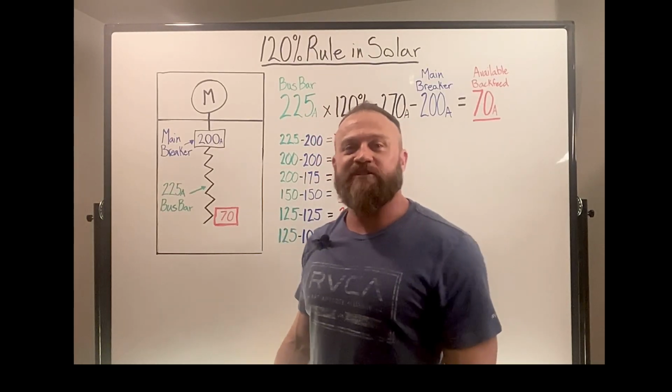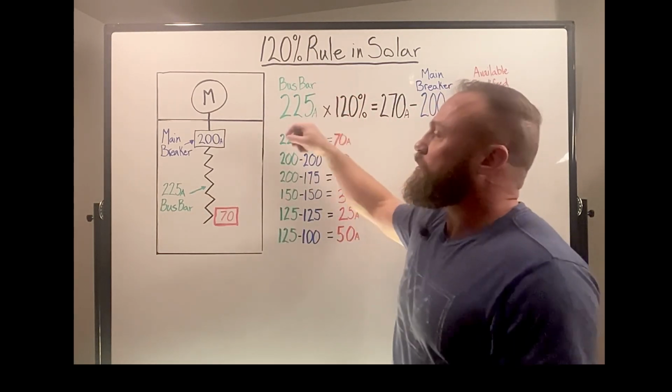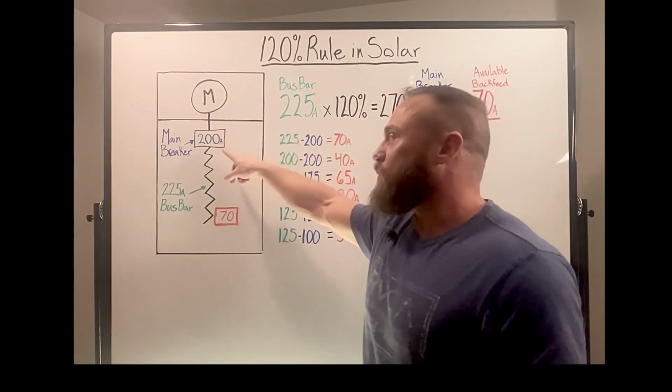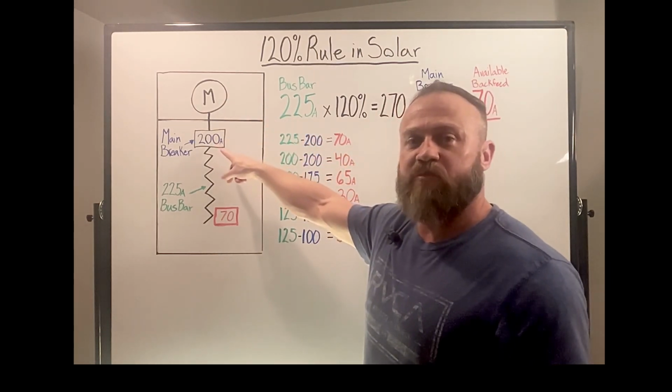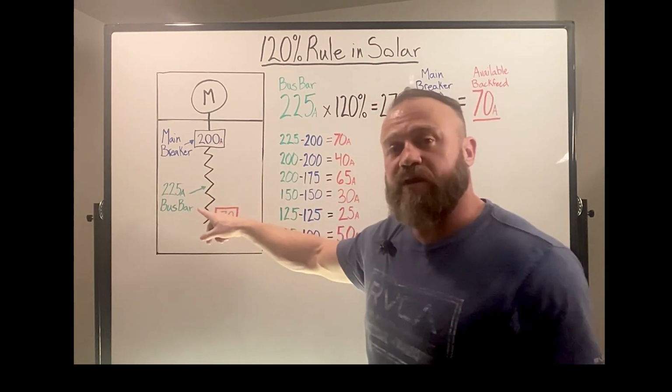I want to take a minute and talk to you about the 120% rule in solar. Over here we have an electrical panel. We have a meter and we have a main breaker that's 200 amp rated. And we have a bus bar that's 225 amp rated.